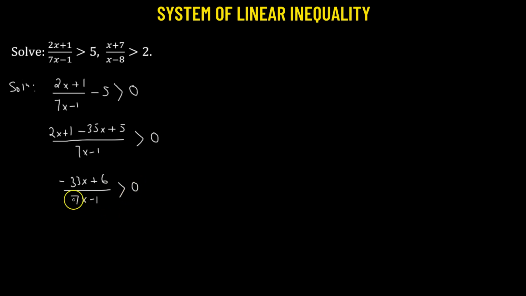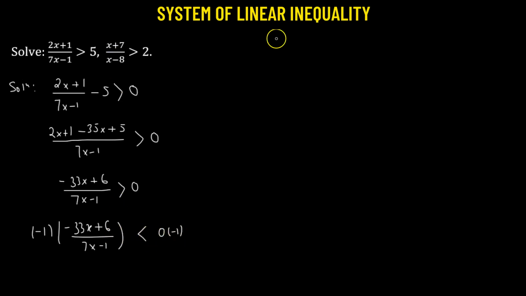Now we're going to multiply the numerator with negative 1. So we also have to multiply 0 with negative 1. Let's multiply with negative 1. That gives us negative 1 multiplied by (-33x + 6) divided by (7x - 1). And when we multiply with a negative number, the sign of the inequality changes.